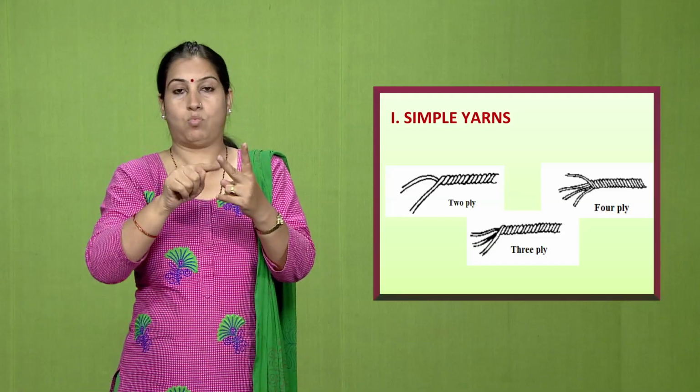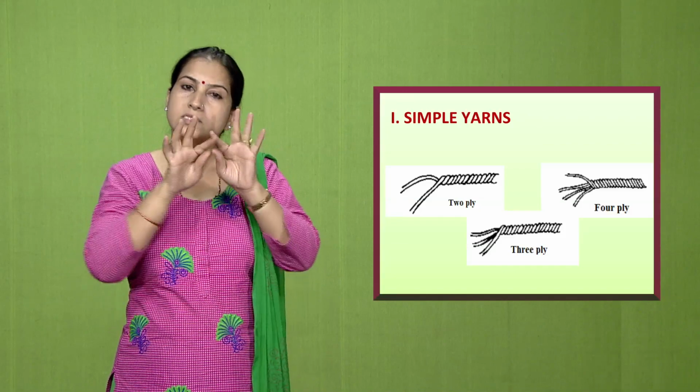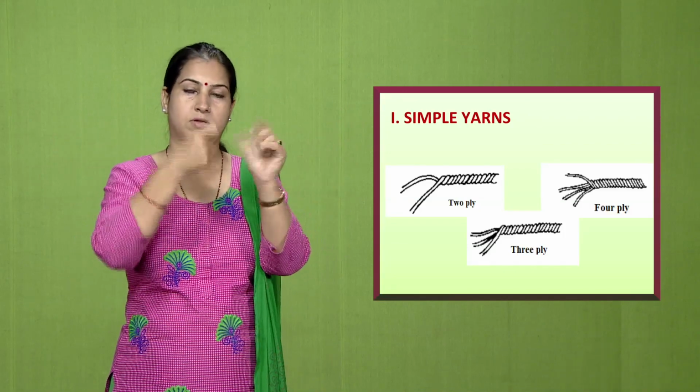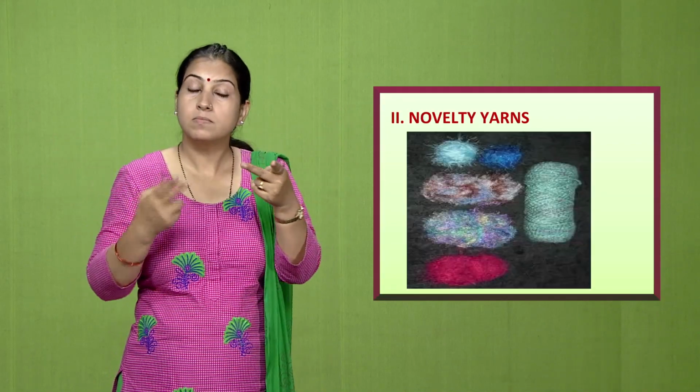For example, the ball, which is generally used for hand knitting, and reels or bobbins, which are used for sewing machines. Now the yarns can be classified on the basis of the structure. Yarns can be classified into two types. The first one is simple yarn, and the second one is the novelty yarn.